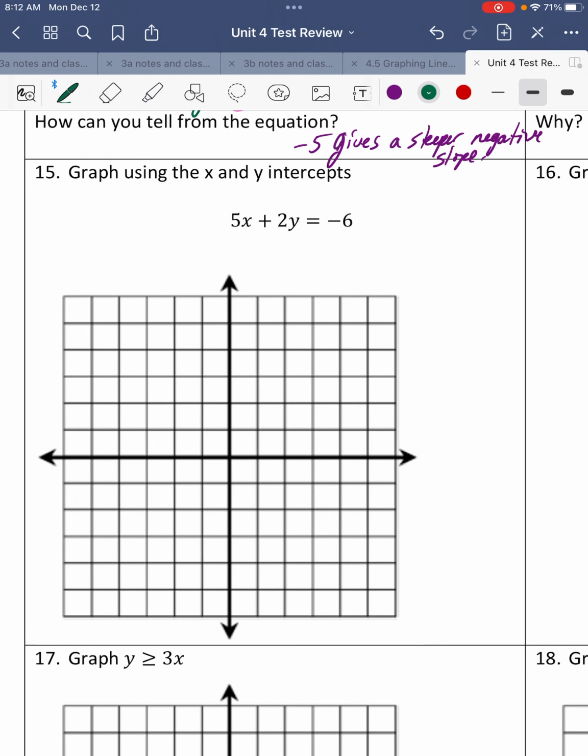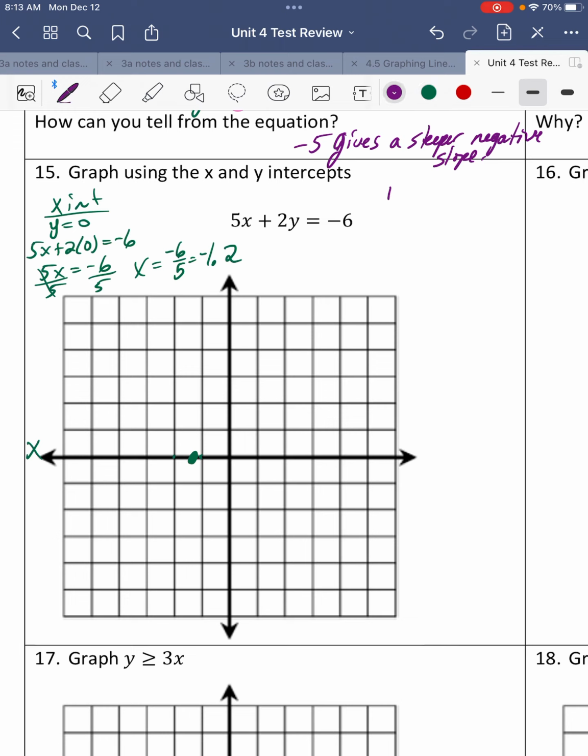All right, number 15, we're going to graph using the x and y intercepts. So I've got to find the x and y intercepts. For the x-intercept, set y equal to 0. 5x plus 2 times 0 equals negative 6. We have 5x equals negative 6, divided by 5, and we get x equals negative 6/5, which as a decimal is negative 1.2. So on our x-axis, negative 2 is a little over negative 1, so somewhere in there is the x-intercept.